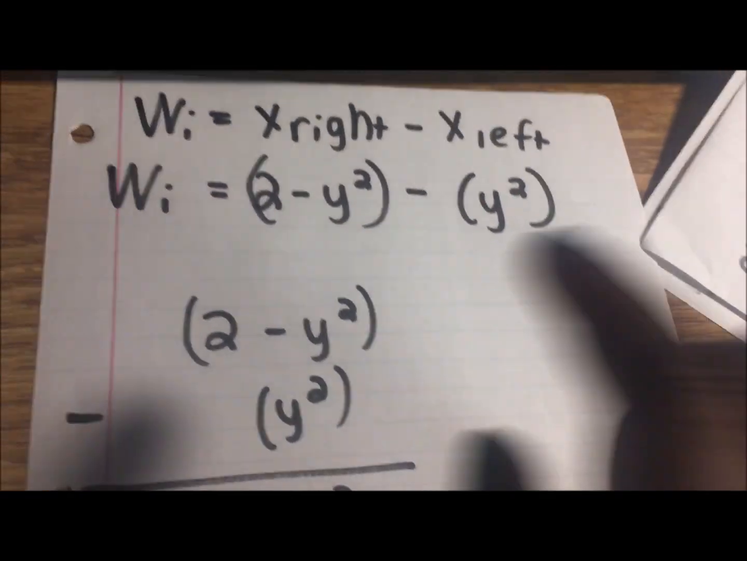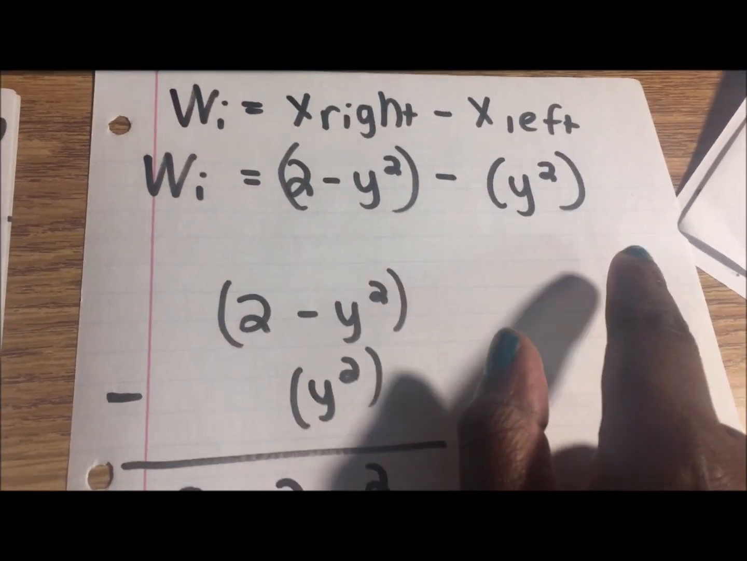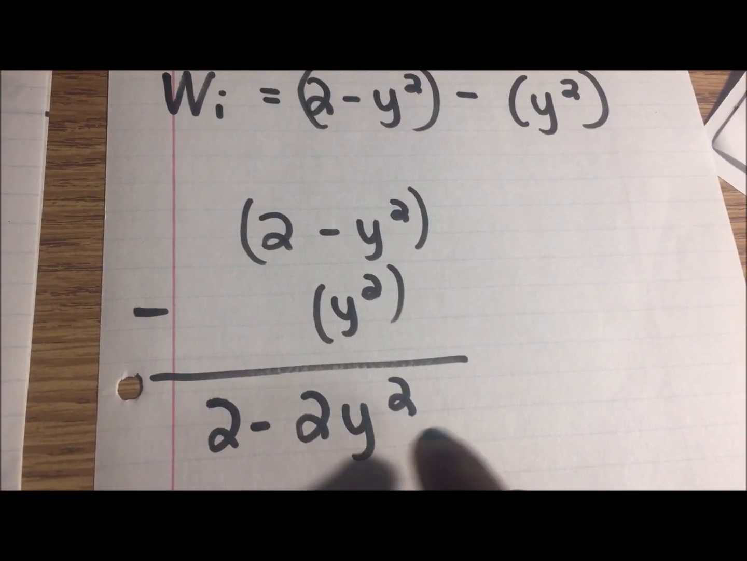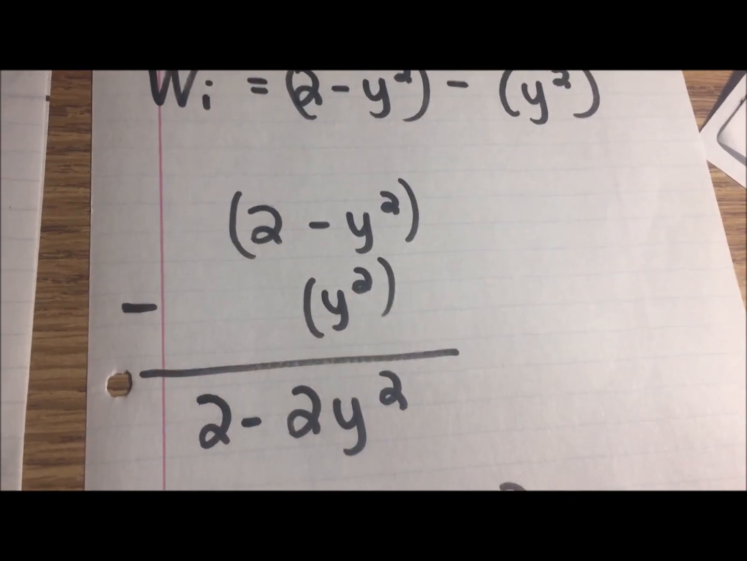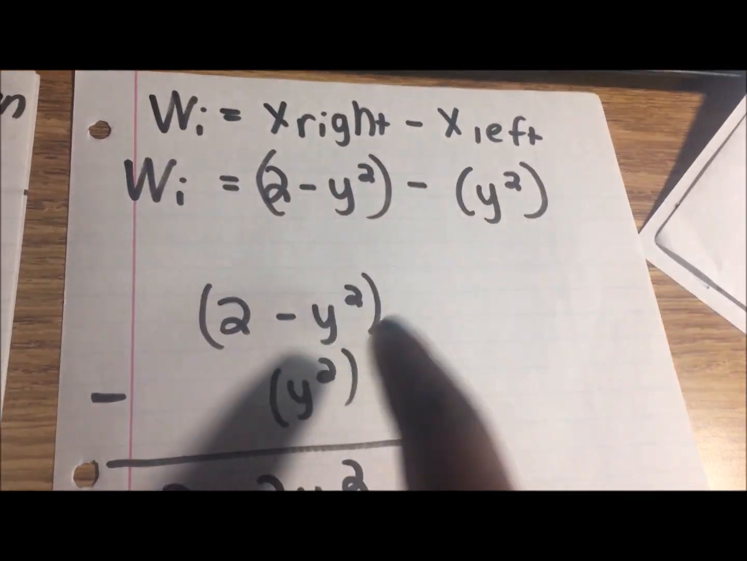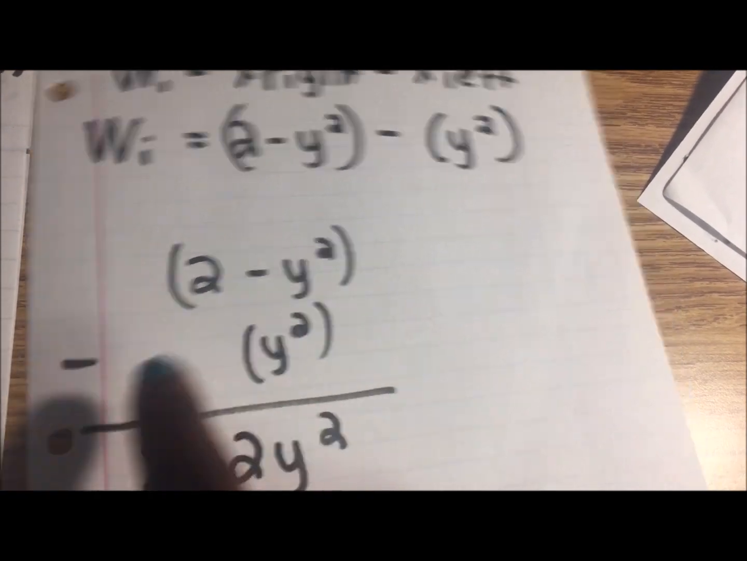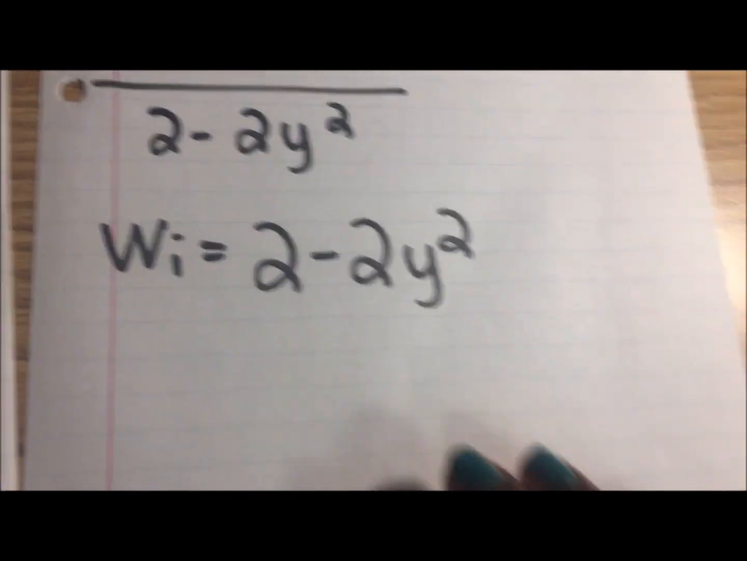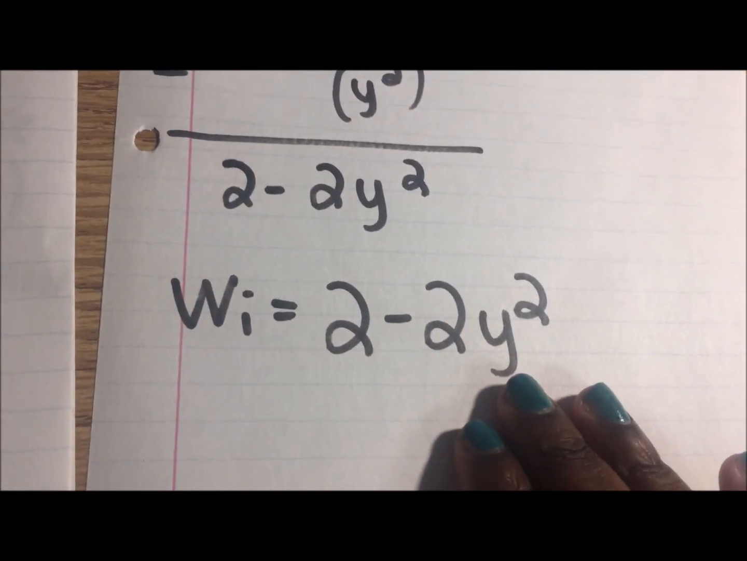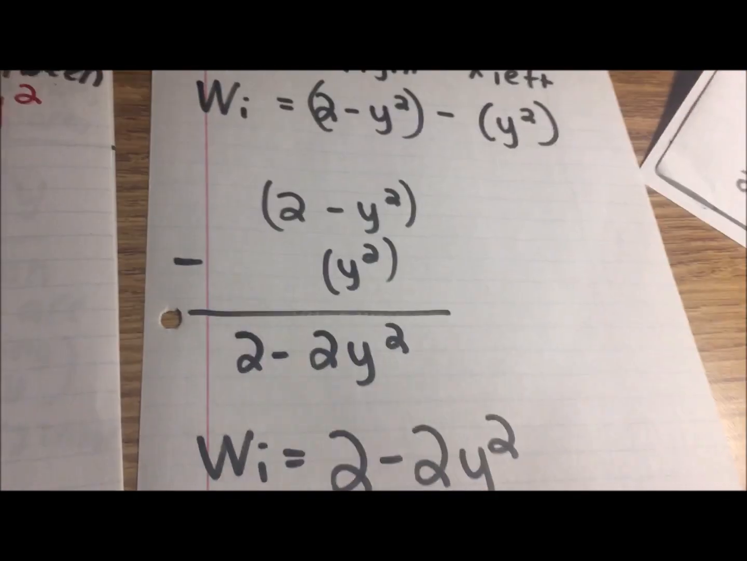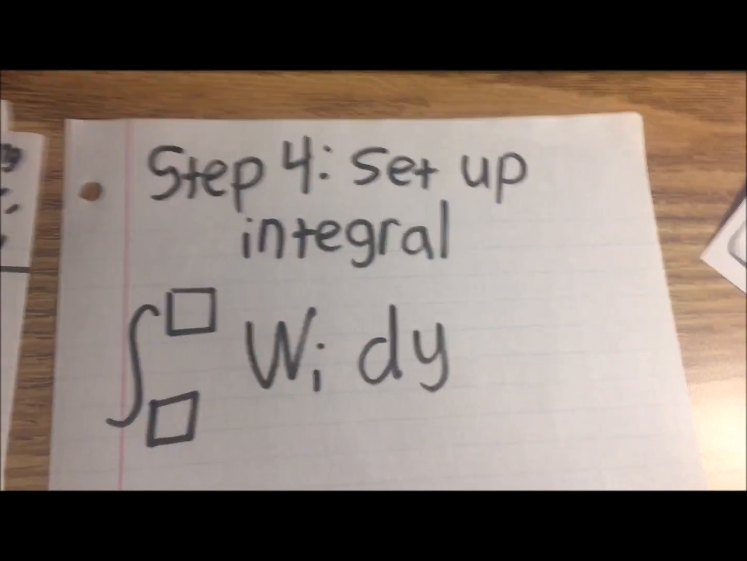So then I just did 2 minus y squared minus y squared here in order to get 2 minus 2y squared. This format's going to make it easy to integrate. Basically, 2 minus y squared minus y squared is just 2 minus 2y squared. So this is what wi equals, 2 minus 2y squared. Basically, I just subtracted this and this to get this. That's all I did. Alright, now it's time for step 4.